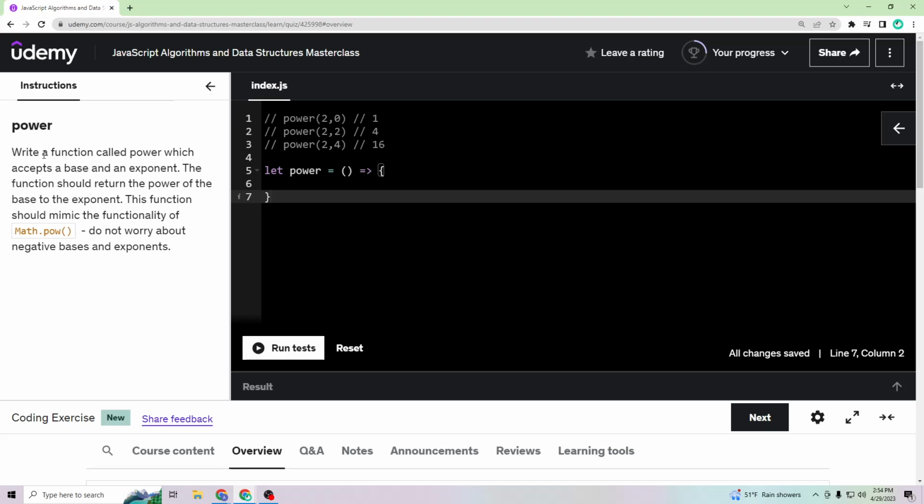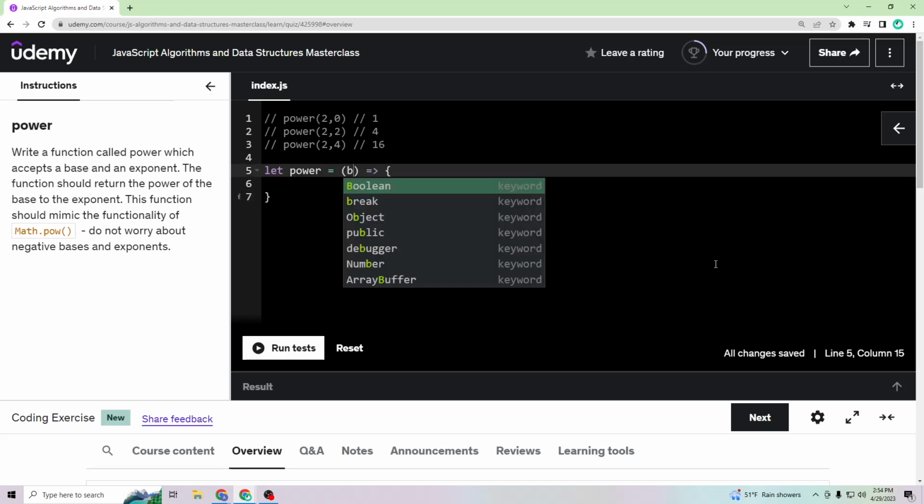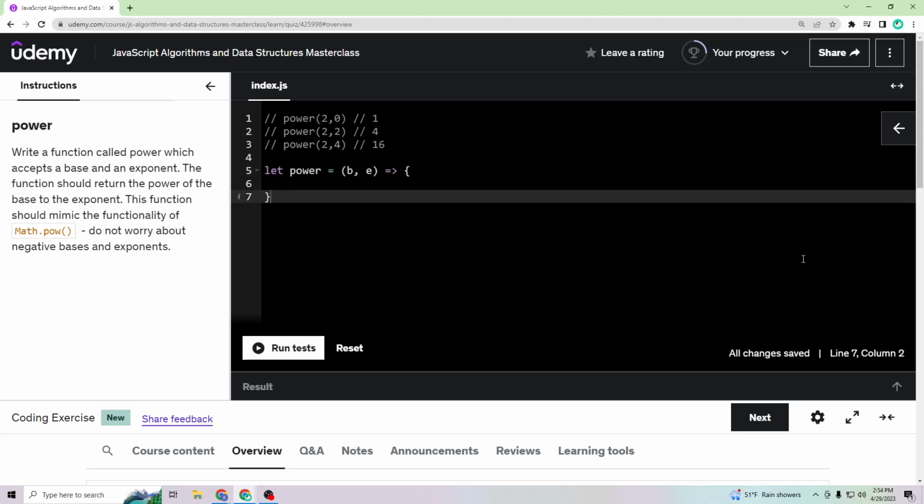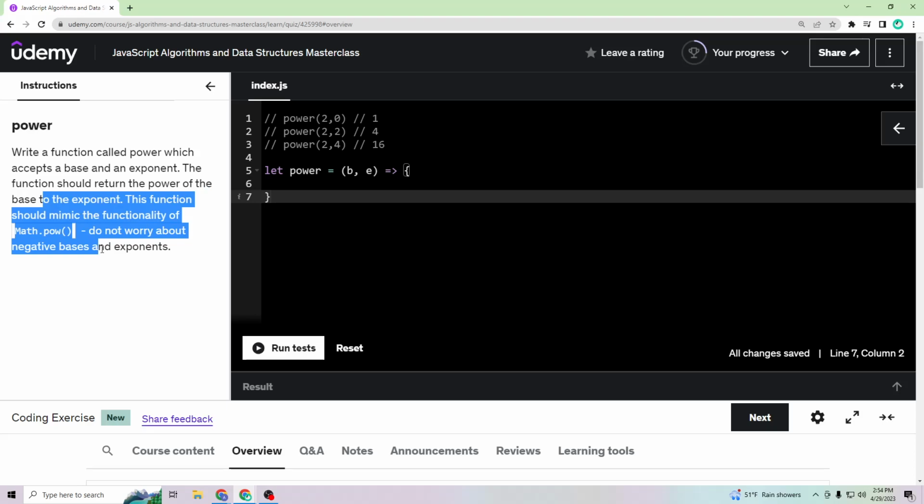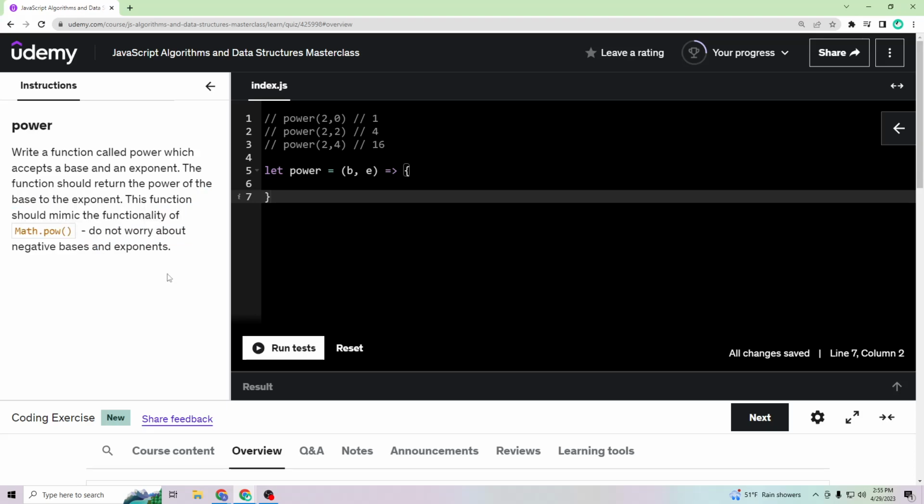Let's see. Write a function which accepts a base and an exponent. Okay, so it accepts the base and an exponent. We can do b and e. The function should return the power of the base to the exponent. It should mimic the functionality of math.pow. Don't worry about negative bases and exponents.